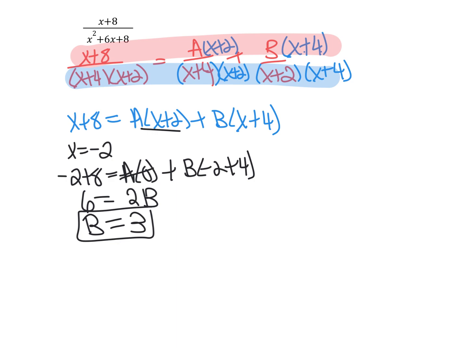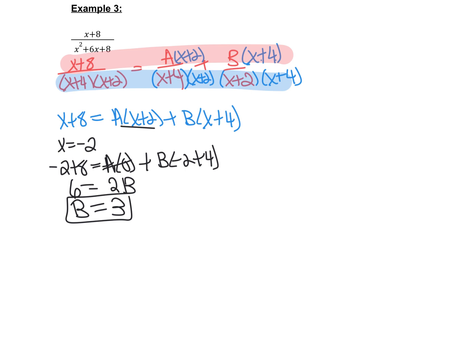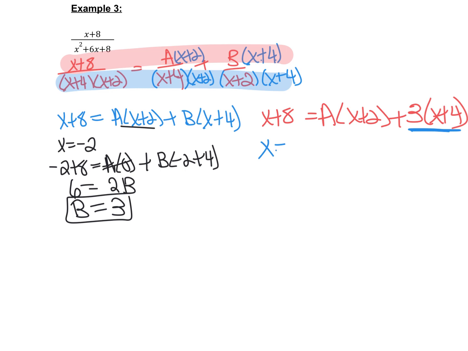So I'm going to take this equation here: x plus 8 equals a times x plus 2 plus, instead of b, I'm going to put in 3 times x plus 4. So now I need to pick a value of x. And again, I'm going to think logically here. It'd be nice if this value over here was 0. So I'm going to use x equals -4. If x equals -4, I get rid of that term right there pretty easily. So I'm going to say if x equals -4.